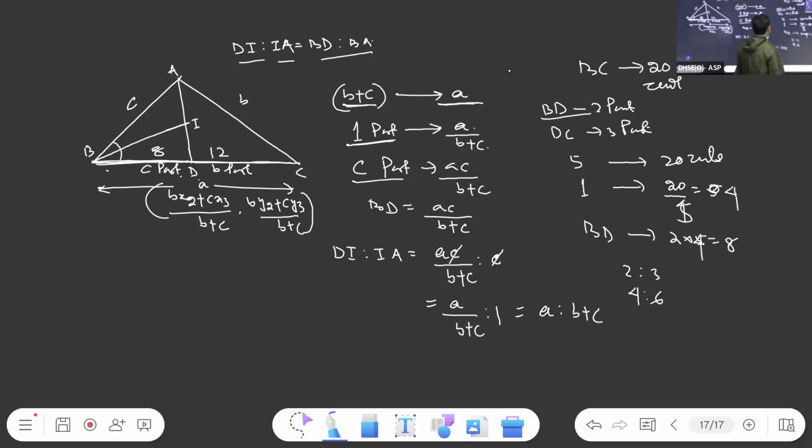So R is equal to delta upon S. R is the inradius of the triangle. Inradius is equal to area of the triangle divided by semi-perimeter of the triangle. You know, sum of the sides of the triangle is perimeter and it is denoted by 2S. 2S is equal to A plus B plus C, that is the perimeter of the triangle. And S is equal to A plus B plus C by 2, which is known as the semi-perimeter of the triangle. Got it? I hope it is clear. Okay.